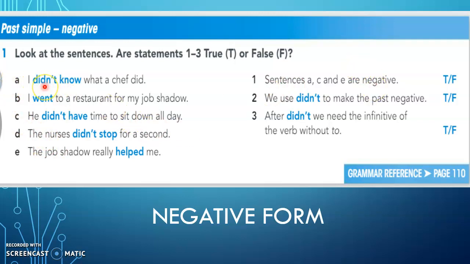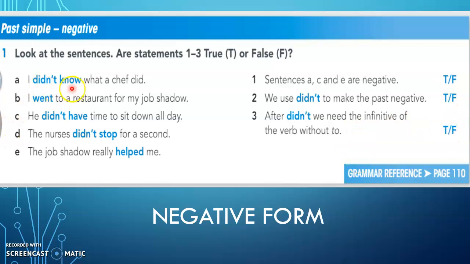So I have my auxiliary didn't and my verb in present form. So that is true. They are negative. We use didn't to make the past negative. And that's correct. I didn't know what the chef did, or the nurses didn't stop for a second. So that's also true. And finally, after didn't, we need the infinitive of the verb without to, which is also true.